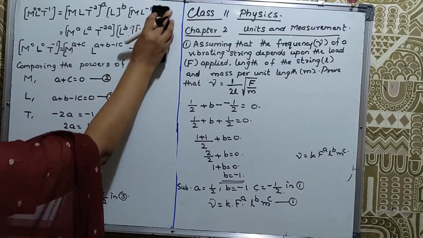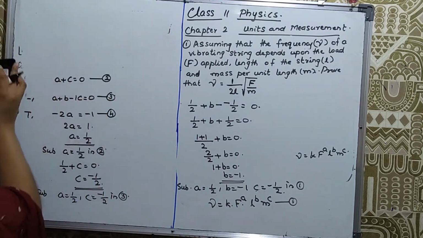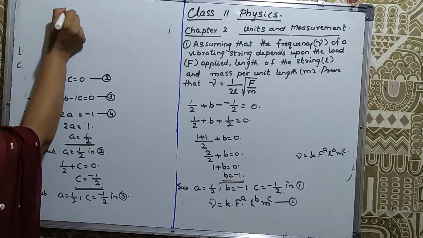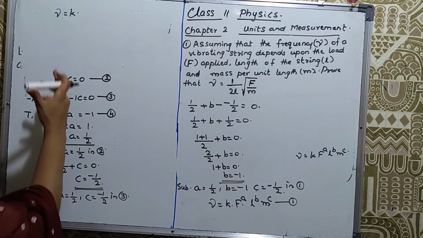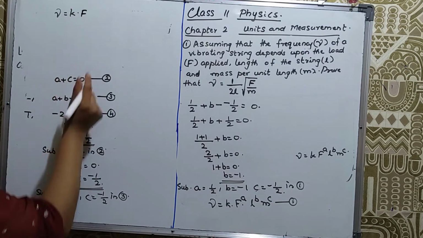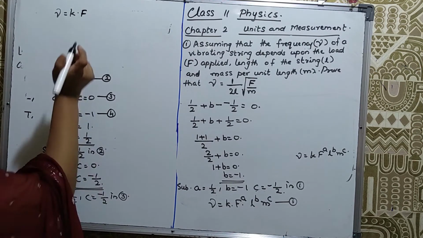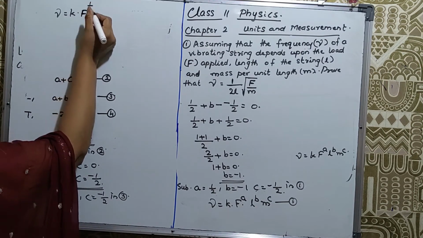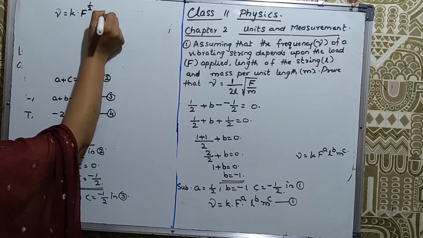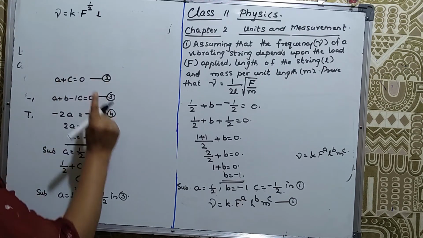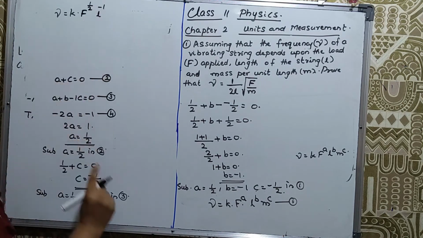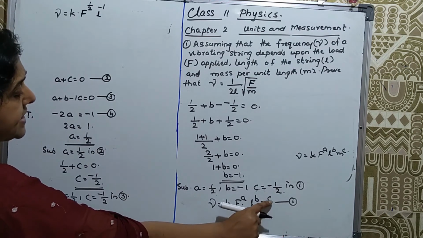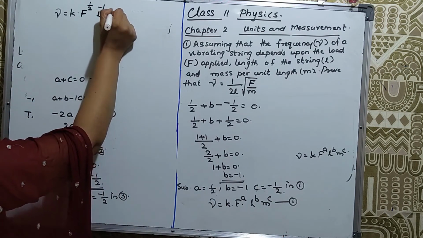So it will be nu equal to K into F, and its power a is half, and power of L, that is b, is minus 1, and power of M, c, is minus half.